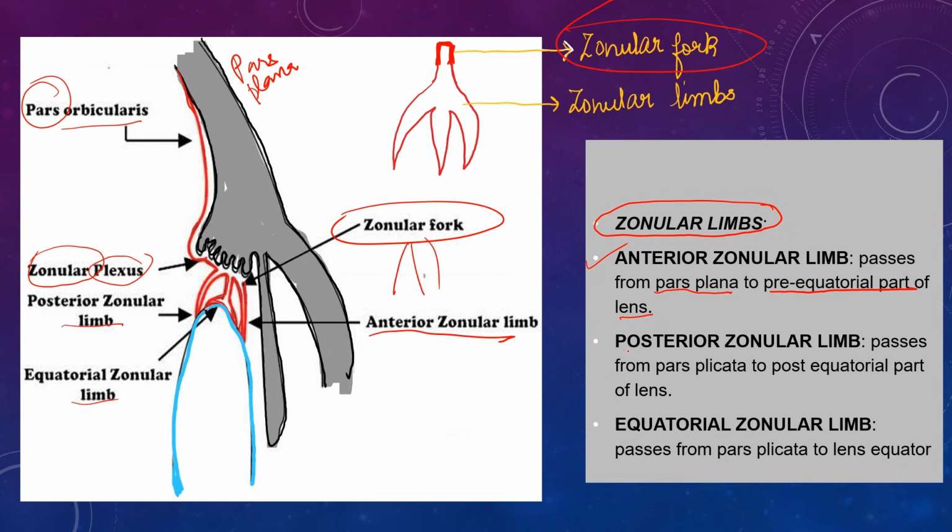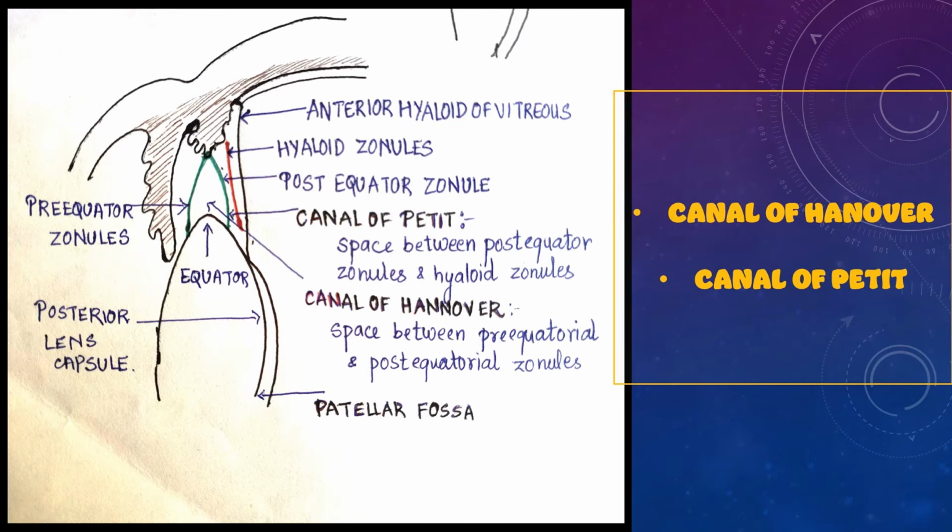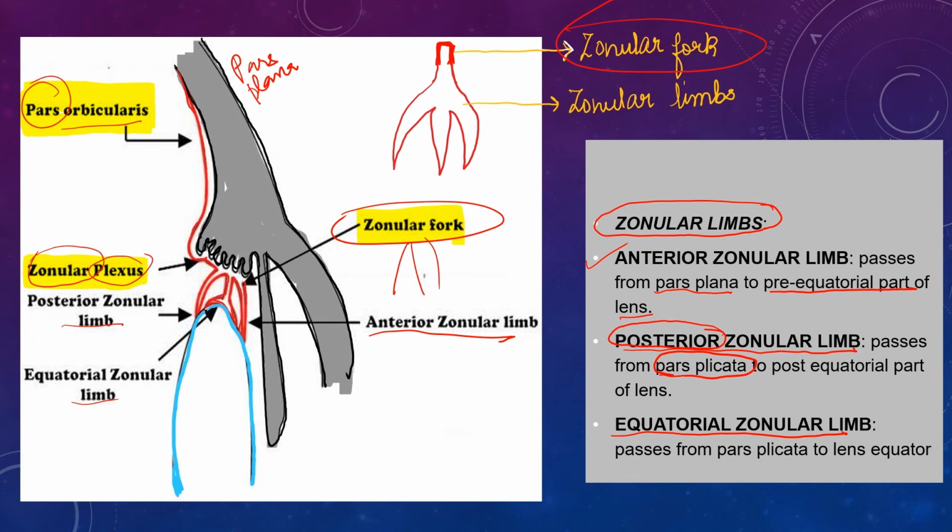Okay. The posterior zonular limb means that they are inserted on the posterior part of the lens, posterior to the equator, but they are arising from where? They are arising anteriorly, not from the pars plana, that is from the pars plicata. And the equatorial zonular limb is directly arising from the pars plicata and getting inserted onto the lens equator. So I hope that is clear, right? So we have a pars orbicularis, then we have a zonular plexus, okay, then we have a fork, and that fork is dividing basically into the limbs. So that is important.